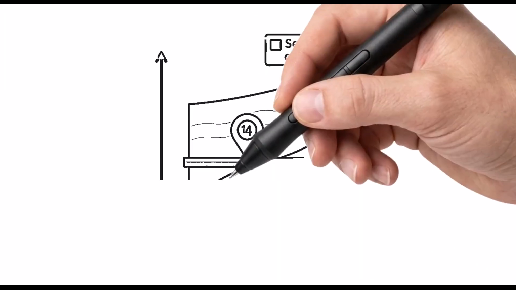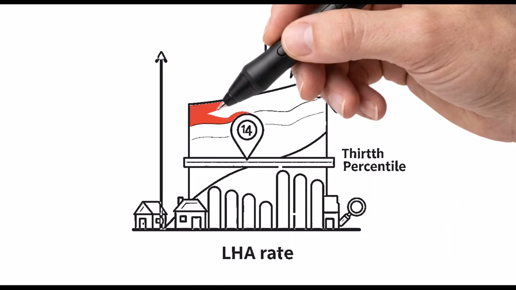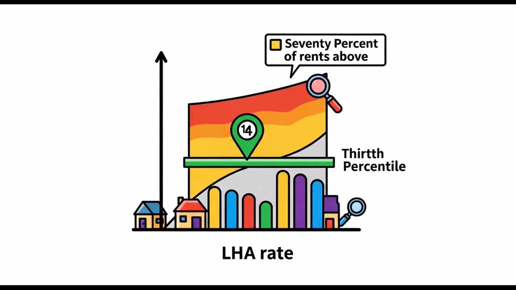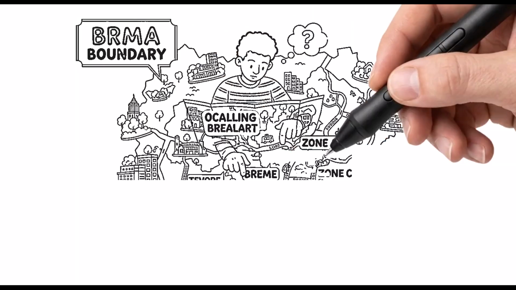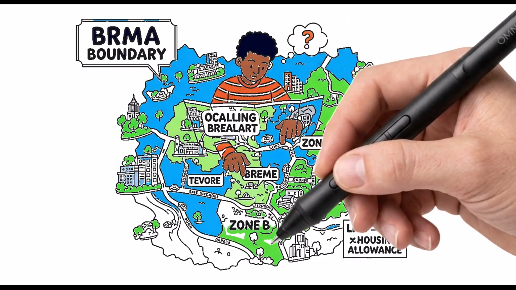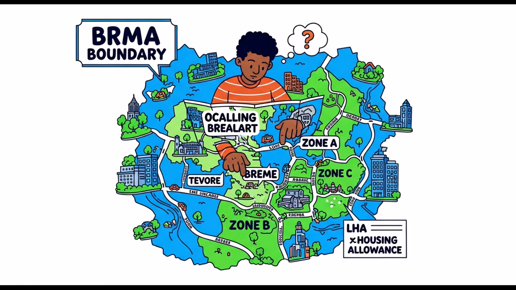Your housing benefit or UC housing element is not simply your rent. It is capped at something called the local housing allowance rate for your area. The local housing allowance, or LHA, is set by the DWP at the 30th percentile of local market rents in your specific broad rental market area right now.